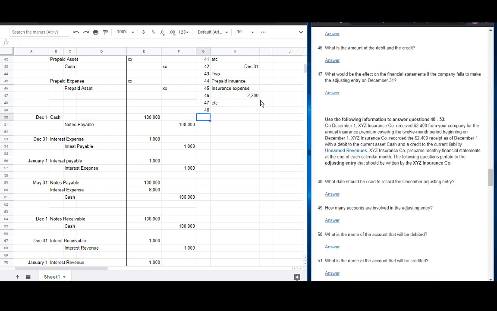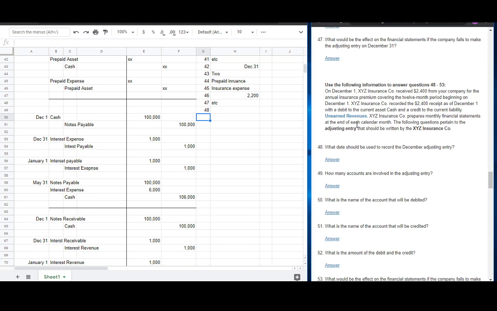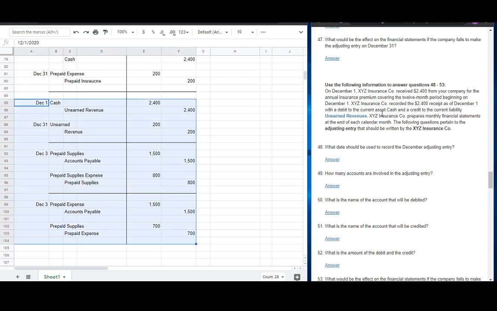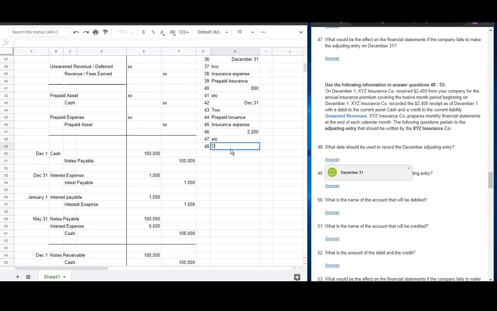48. On December 1, the insurance company received 2.4 from the company for the annual insurance premium. So this involves an unearned adjusting entry. What date should the adjusting be done? It would be done on December 31. How many accounts are involved in the adjusting entry? It is 2 again. I think most of the time it's 2.